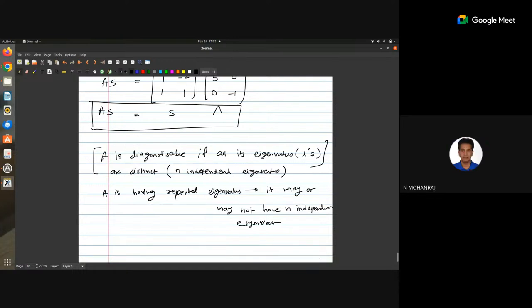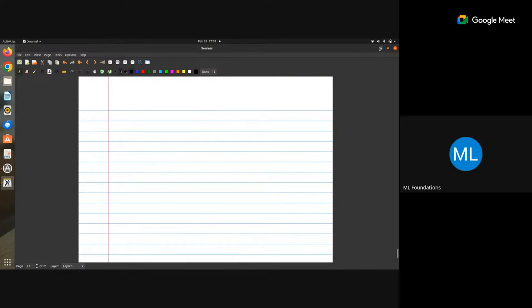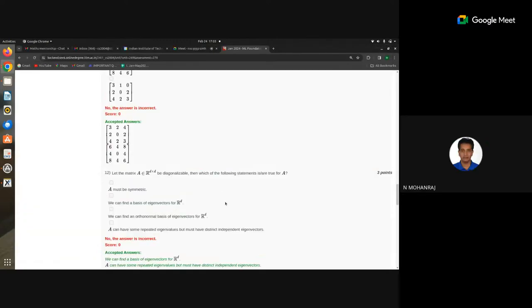You say the eigenvalue could be the same, but it could have independent eigenvectors? Yes, it is possible. And an eigenvalue can also be zero, right? Eigenvalues can also be complex. It's not like they should always be real, but we are not dealing with complex eigenvalues currently. But an eigenvalue can be zero.